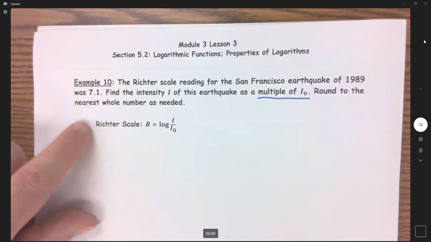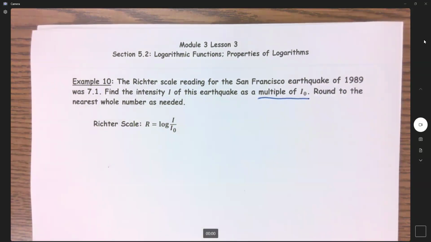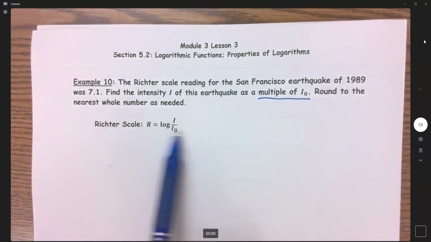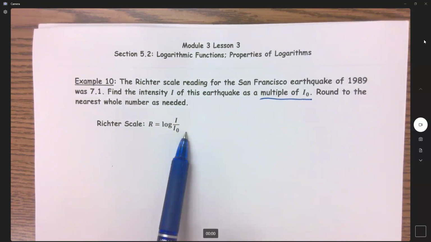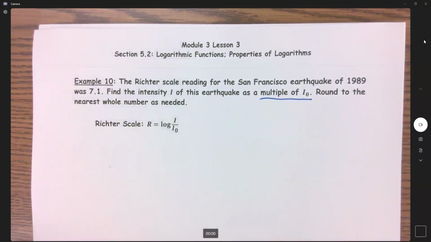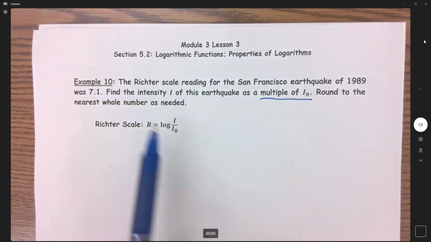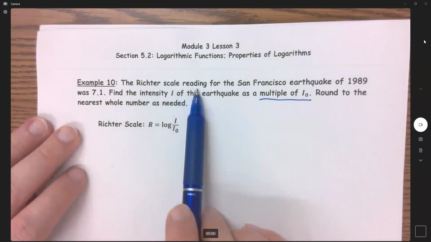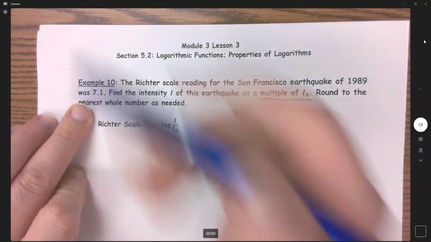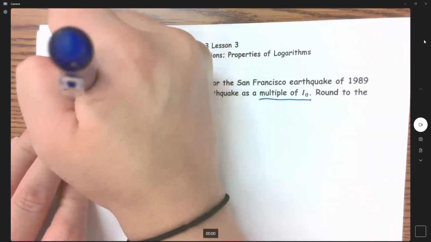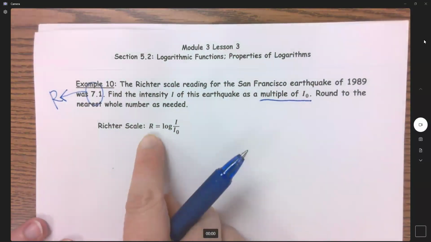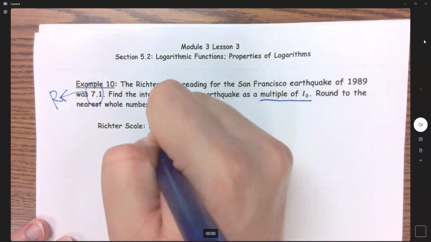Okay, and so here is my Richter scale formula. They don't give this to you in your problem, so you either need to refer back to your notes to get this formula or just use the view an example and they give it to you then. So if the Richter scale reading was 7.1, this is then my R. So I'm going to substitute in 7.1 for my R.